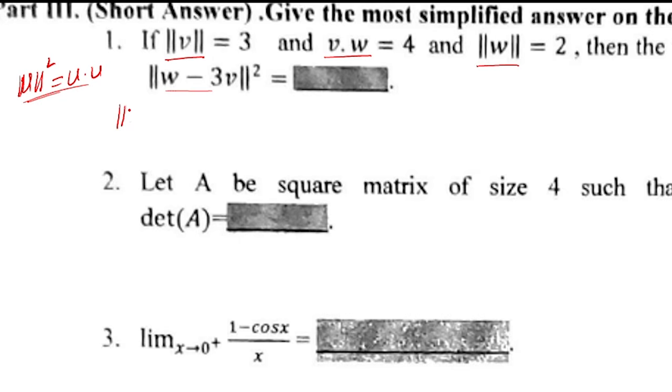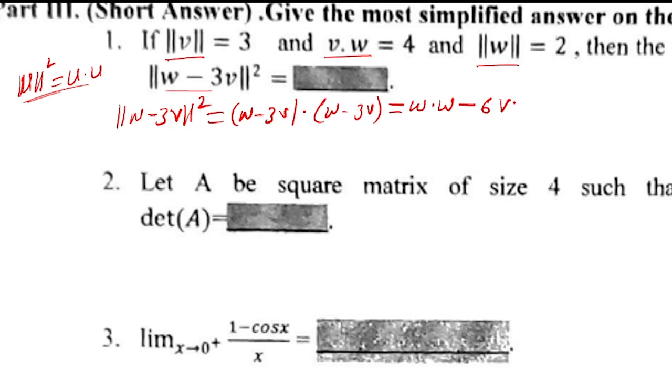Therefore, norm of W minus 3V squared means W minus 3V dot W minus 3V. Distribute the dot products. W dot W minus 3V dot W minus 3V dot W, that is minus 6V dot W, plus negative negative, 3 times 3, 9 V dot V.